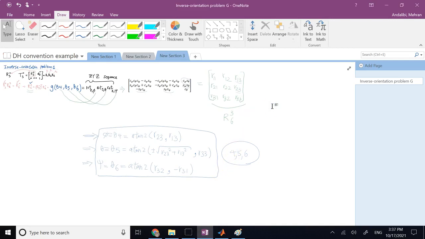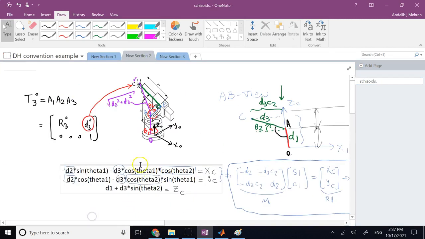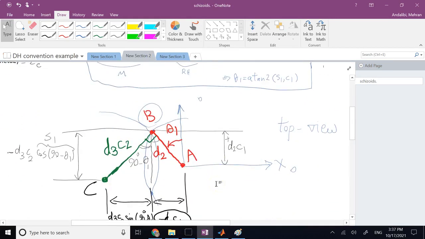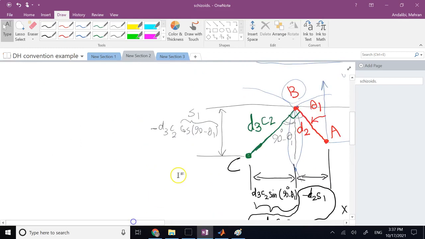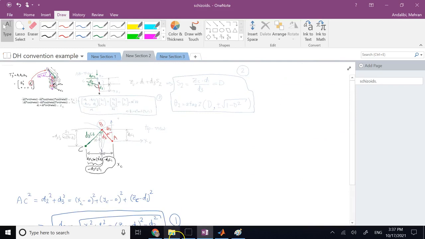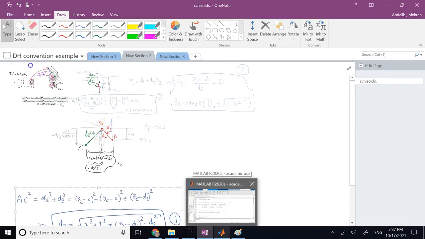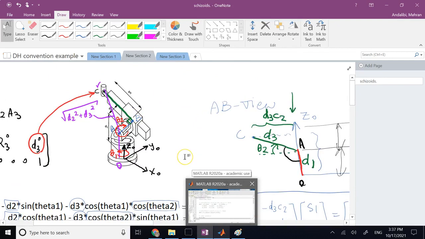So here is the complete forward and inverse analytic solution for the Stanford Arm, and if you paid attention, you see that we have so many different solutions, right? Because your theta 5 has 2 solutions, and then if we go and look, your theta number 2 also has 2 solutions. And your d3 here, we assumed it is the positive square root. Could it be the negative square root? I mean, like this guy comes completely to the negative side, to this side.